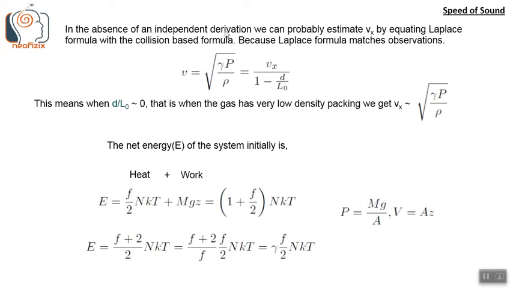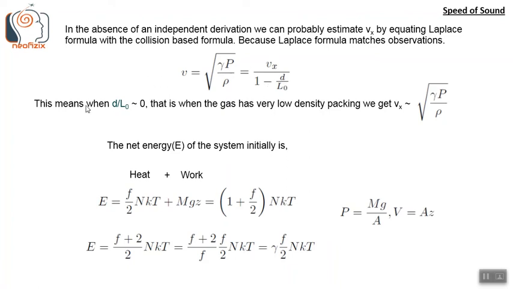So in the absence of an independent derivation, we can probably estimate Vx by equating it with the Laplace formula that we already know, because the Laplace formula matches the observations pretty well under normal conditions. So we can say V equals square root of gamma p by rho, which is also equal to Vx by 1 minus d by L naught. On the extreme right-hand side, we have this new expression, which is compatible with the kinetic theory and elastic collisions. And square root of gamma p by rho is the Laplace formula.